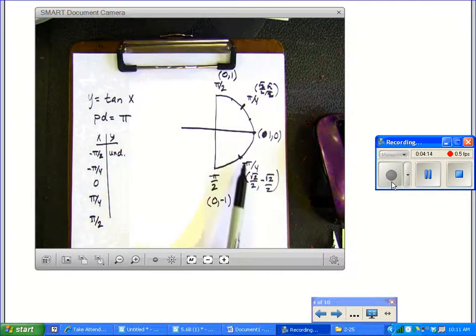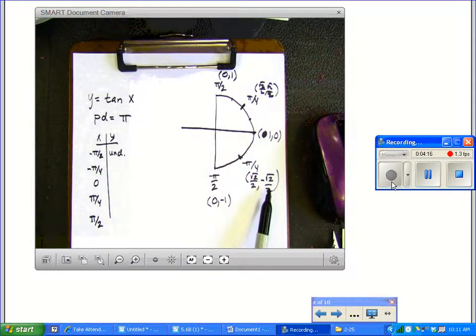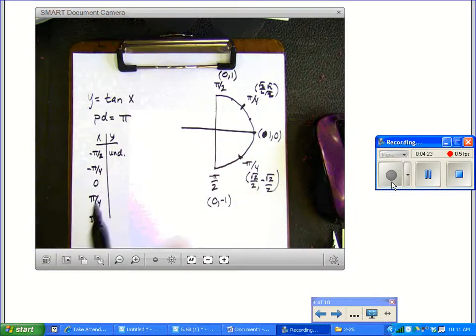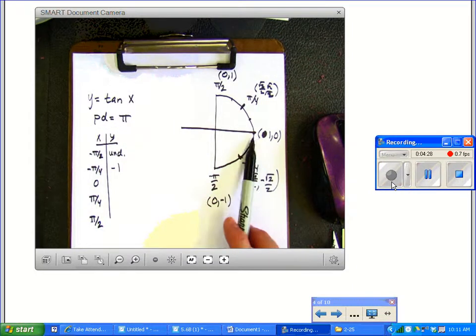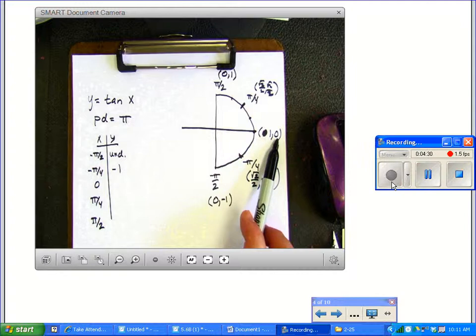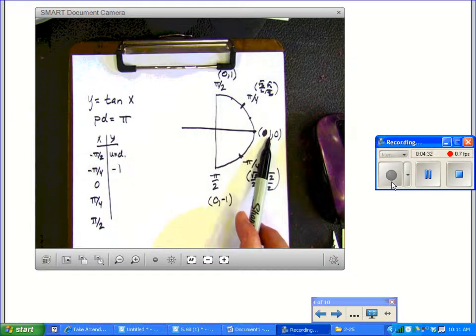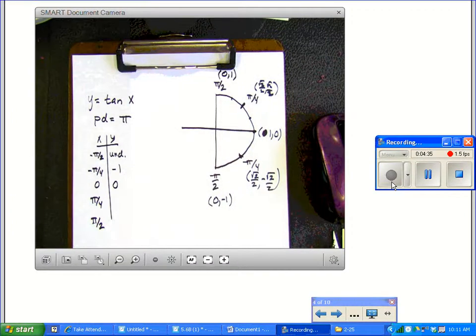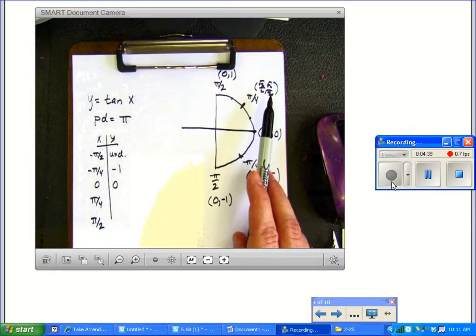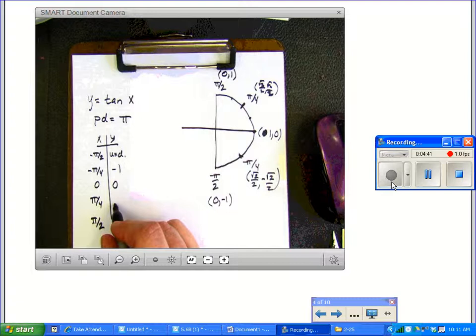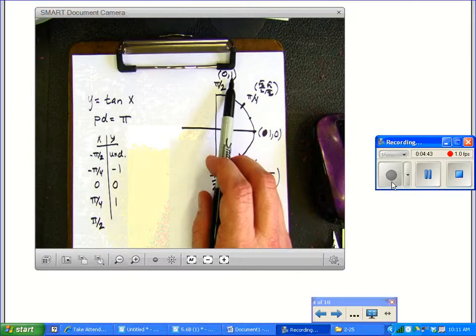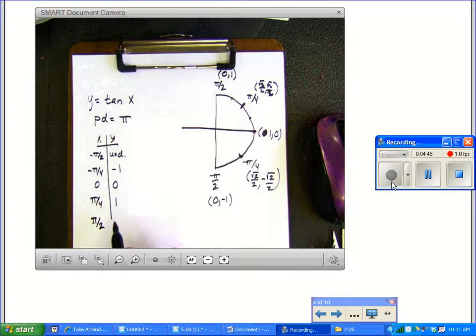At negative pi over 4, what's going to be my tangent there? We do sine over cosine again. They're the same number, except you've got a negative left over, so it would be negative 1. What about at 0? Sine at 0 over 1 would be 0, so we get the origin being one of the points. Now pi over 4, the tangent would just be 1, because they're the same number. And then 1 over 0 is again undefined.